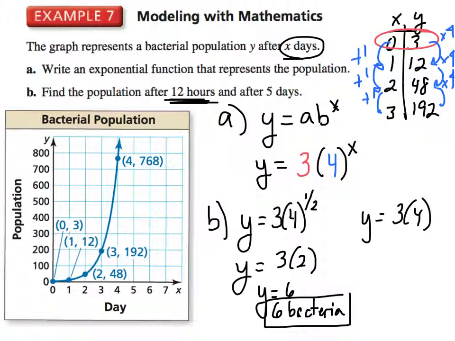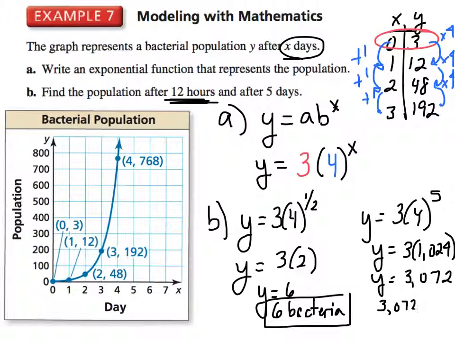And if I solve this one, it says 5 days, I plug in 5. That would be y equals 3 times 1,024, which would give me y equals 3,072. So after 5 days, there would be 3,072 bacteria.